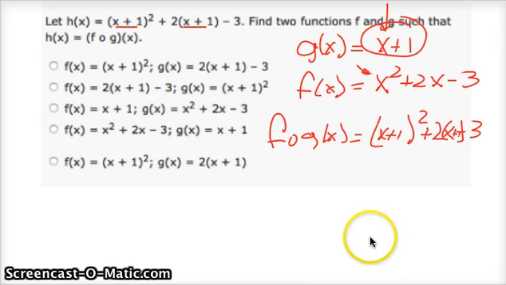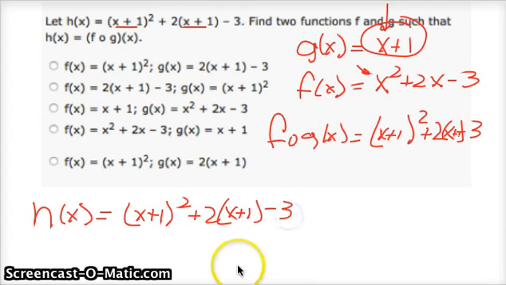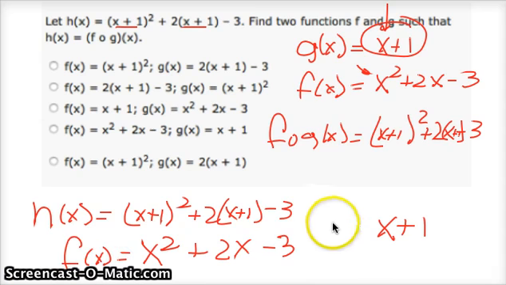All right, now they're giving you the composite function, f of g. It's something squared plus 2 times something minus 3. Well, I could see one of them is just x squared plus 2x minus 3, and the x part is just x plus 1. So this is my f of x, and this is my g of x.